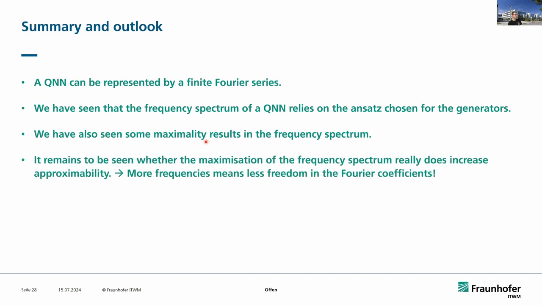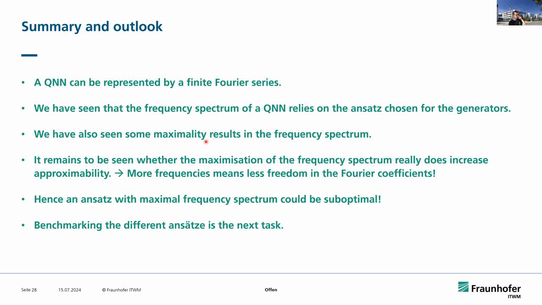Now, as I said earlier, what remains is: we can maximize the frequency spectrum now. We know how large it could be maximally according to the maximality definitions. And the question is, what impact does it have on the approximation quality? We already did some computations and simulations, but because more frequencies means less freedom in the Fourier coefficients, it could be that making the frequency spectrum large makes the approximation quality drop. So this could be suboptimal. And so benchmarking different ansätze is the next task we want to do. Now we want to go into practice and see what the quality is if you choose these types of ansätze.